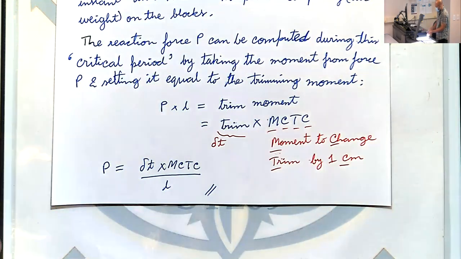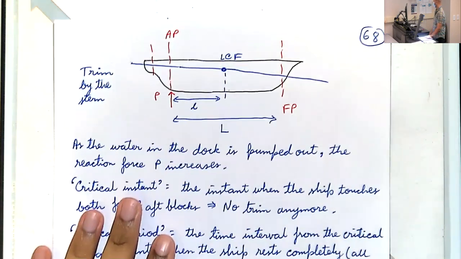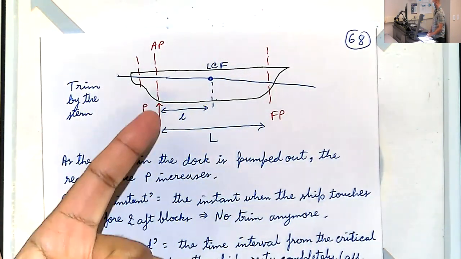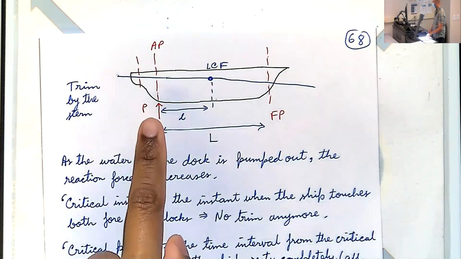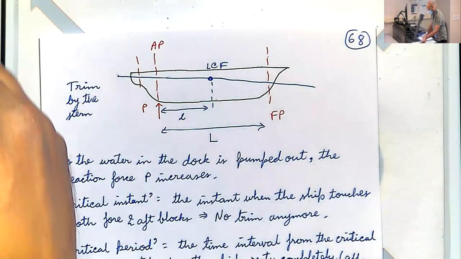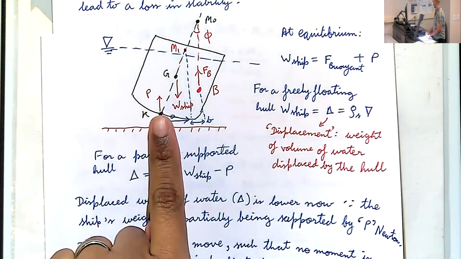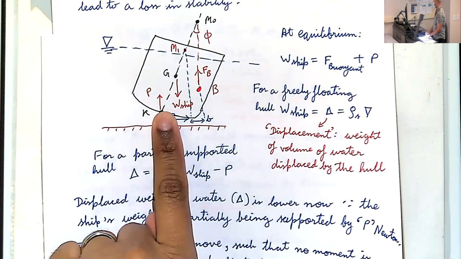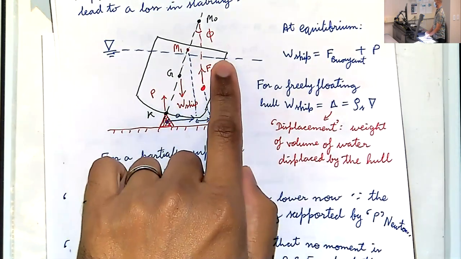Now you might ask me, why do I care to know what the value of P is? Fine, I'm dry docking my ship, but why do I care about how many Newton reaction force I have? Do you know why we care? Let me bring back old stuff. So this is from previous class. When you have a supporting reaction force, what are you doing? You're reducing your buoyant force, right? Part of your weight gets supported here, so buoyant force reduces.